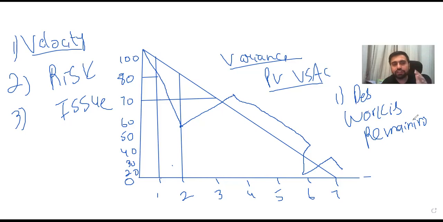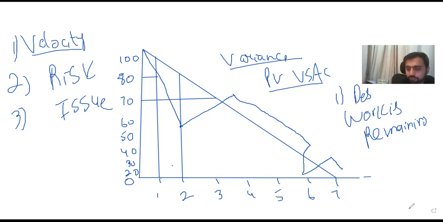At the end of the day, the variance must be 0. And if the variance is not 0, this means you have made some mistake. Your estimated velocity was not accurate. Your velocity was not right. So this means that in the burn down chart, you need to understand how you are moving along the way.